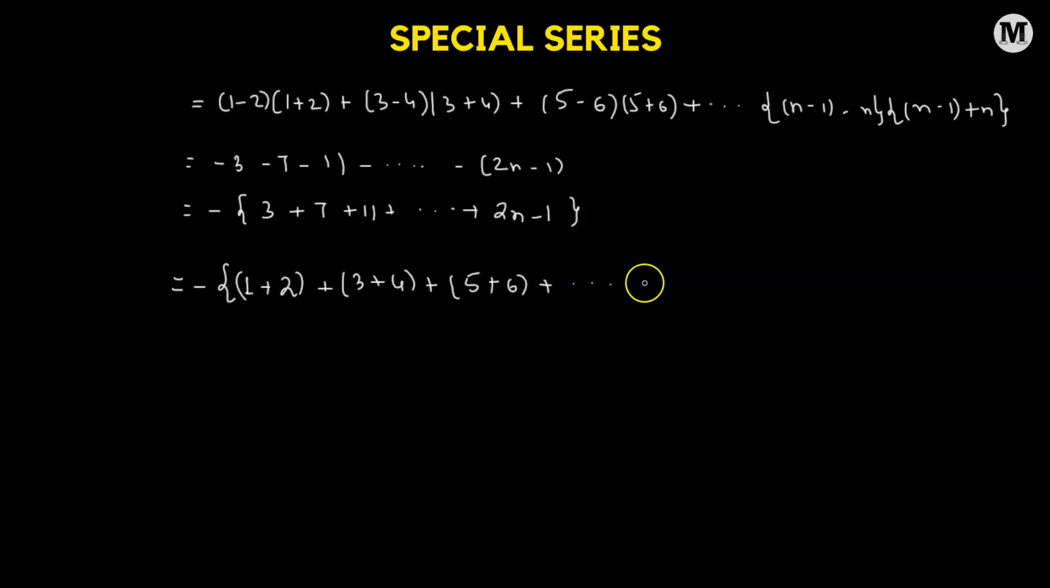Fine. So we reach the last term. So we have 2n minus 1. So 2n minus 1 will be the sum of n minus 1 and n.